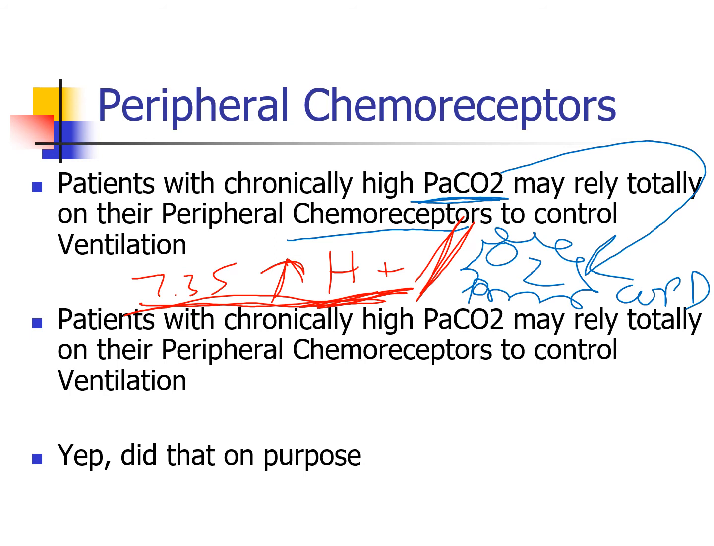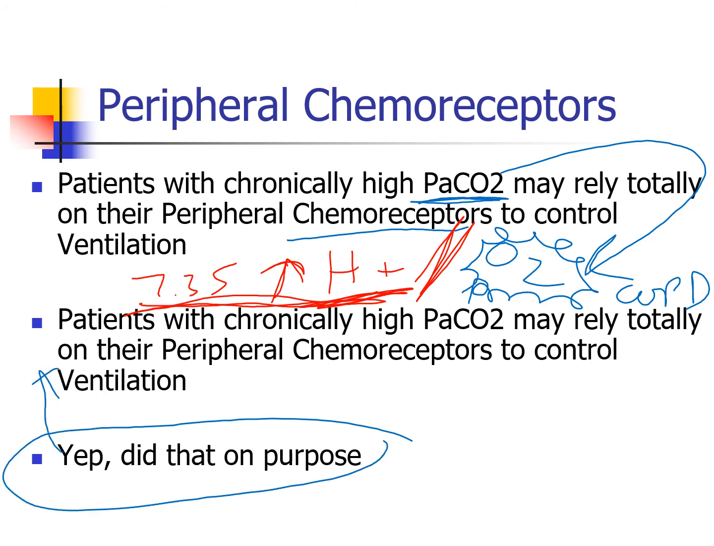Right, so patients with chronically high CO2 may rely totally on the peripheral chemoreceptors to control their ventilation. Yes, I did that on purpose. There's a reason. It's in there twice. Your patients that have chronically high hydrogen ion levels, your CO2 retainers as we like to call them, are a lot more sensitive to super high or super low oxygen levels in their bloodstream than those of us that do not have chronic CO2 retention. We respond more to pH changes.